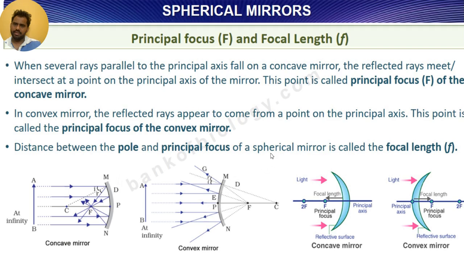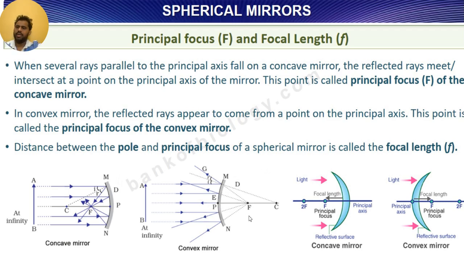When several rays parallel to the principal axis fall on a concave mirror, the reflected rays intersect at a point on the principal axis of the mirror. This point is called the principal focus of the concave mirror. This is the concave mirror, and this is the principal focus. See, all the rays are parallel, they are converging, and this is the point of the focus. Same with convex, they diverge and they meet behind the mirror at the focus point.